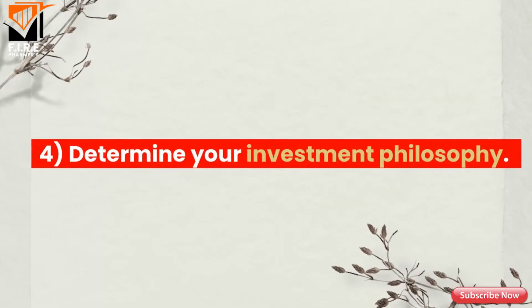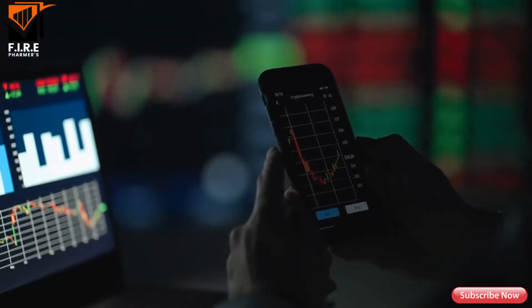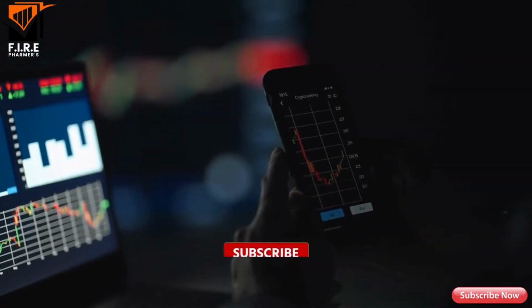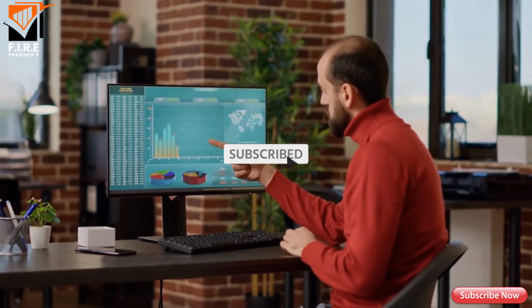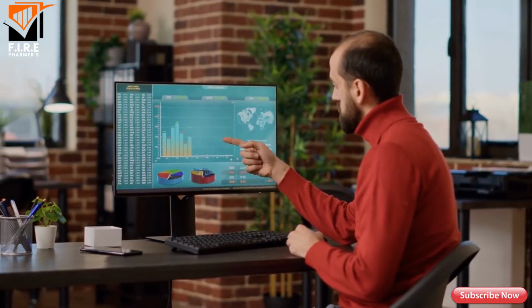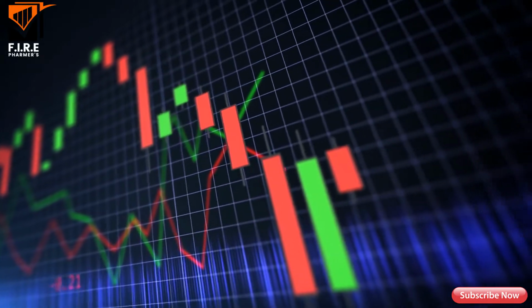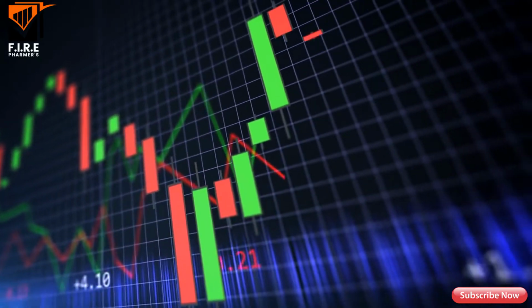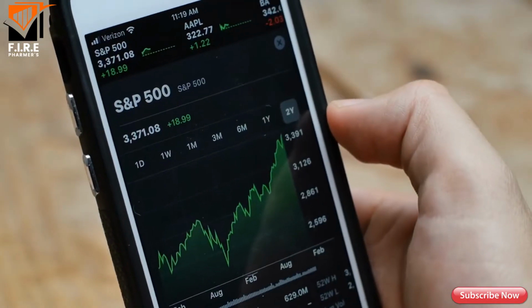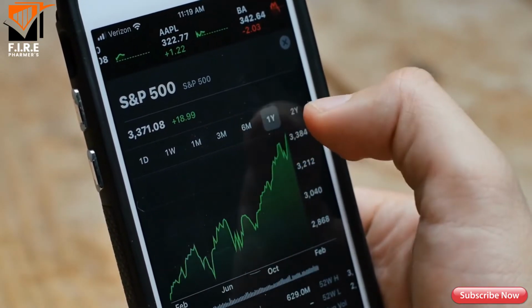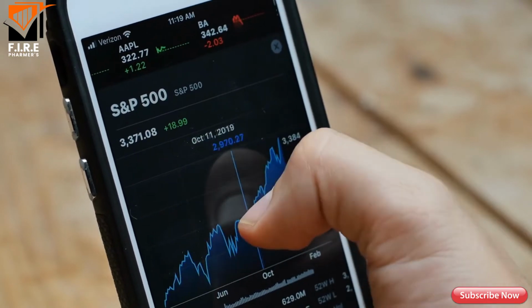4. Determine your investment philosophy. Are you a conservative investor or a risk taker? Are you a value investor or a growth investor? Are you a long-term investor or a short-term investor? Determine the type of investment strategy that works best for you. This will help you to plan your investments. You should choose an investment strategy that is compatible with your personal investment philosophy.